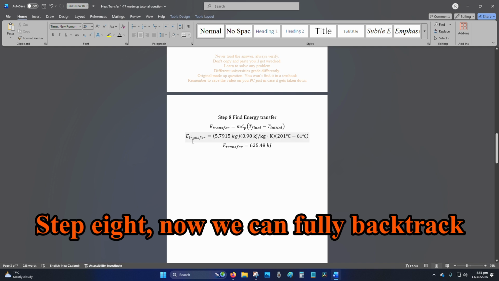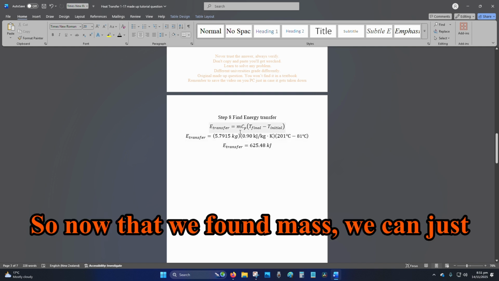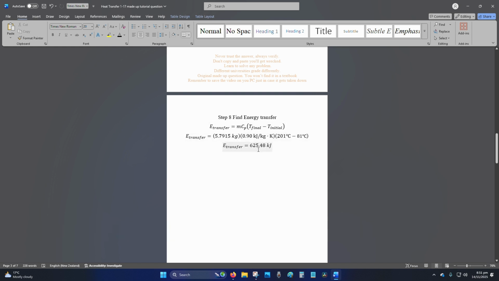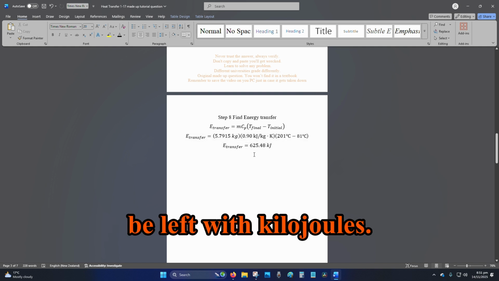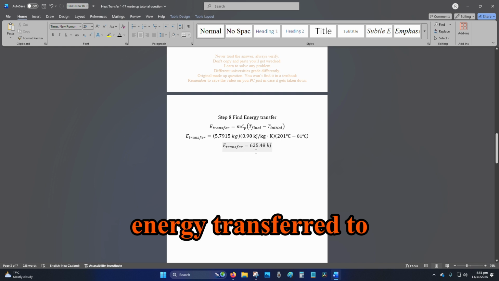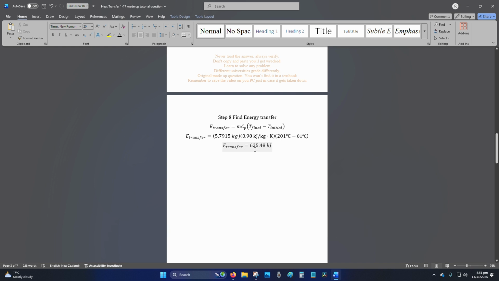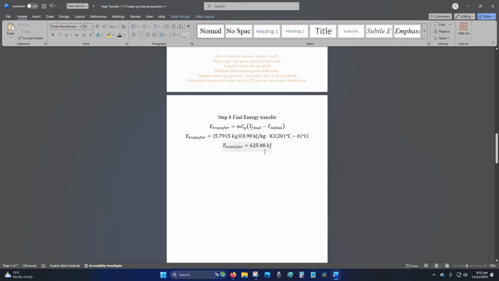Step 8, now we can fully backtrack and find the energy transfer. So now that we found mass, we can just plug in everything else. So the units will cancel out and we will be left with kilojoules. So it will be 625.48 kilojoules for the energy transferred to the aluminium sphere. So this is the amount of energy required to reach this temperature.